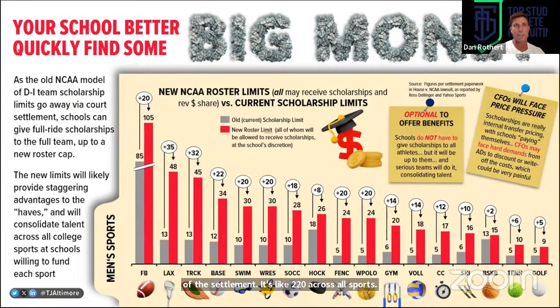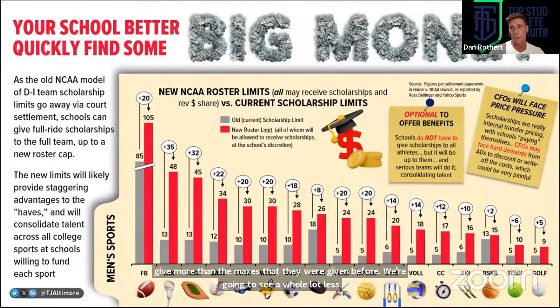Schools are businesses, colleges are businesses, and they need to keep the lights on. So colleges are going to be able to decide basically how many scholarships they're going to give. We're going to see some maybe give more than the maxes that they were given before. We're going to see a whole lot more schools give fewer scholarships.